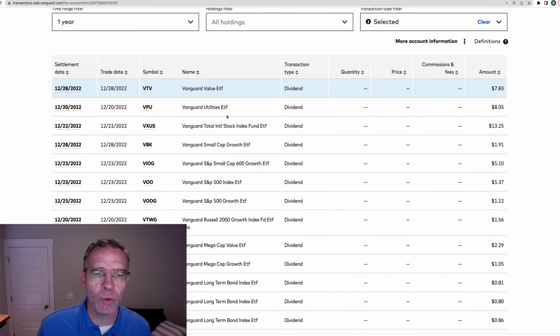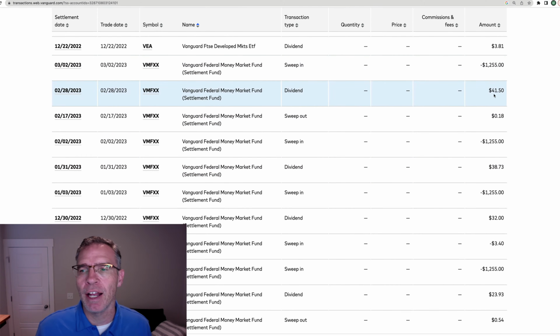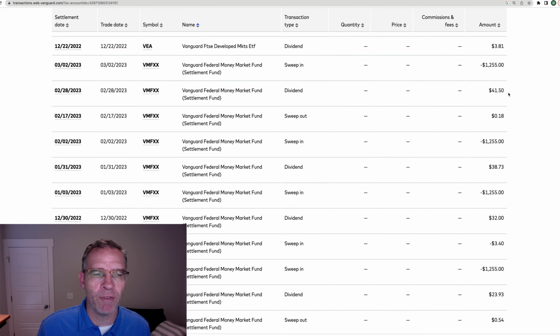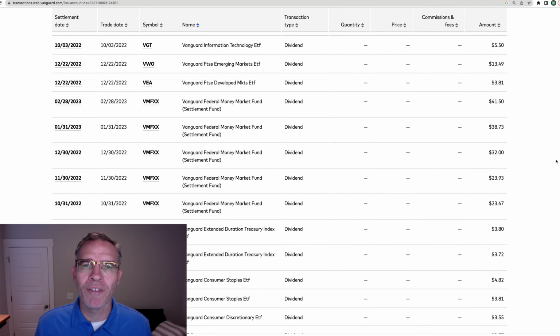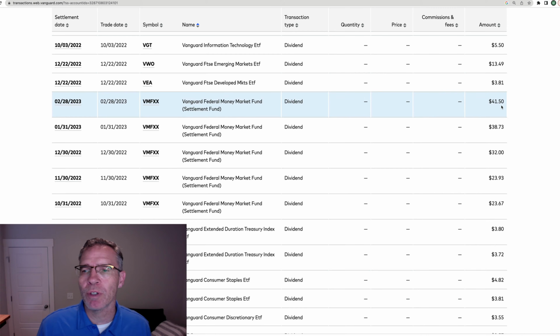I'm going to go ahead and sort here, and we'll go on down to Vanguard Federal Money Market Fund, and there it is, a dividend that was paid on February 28th of $41.50. Let's go ahead and look a little closer at that dividend that comes from VFMXX. I've gotten rid of the sweep in and sweep out amounts. It's just showing the dividends that I get now. And we'll see here, Vanguard Money Market Fund, the latest dividend was $41.50.